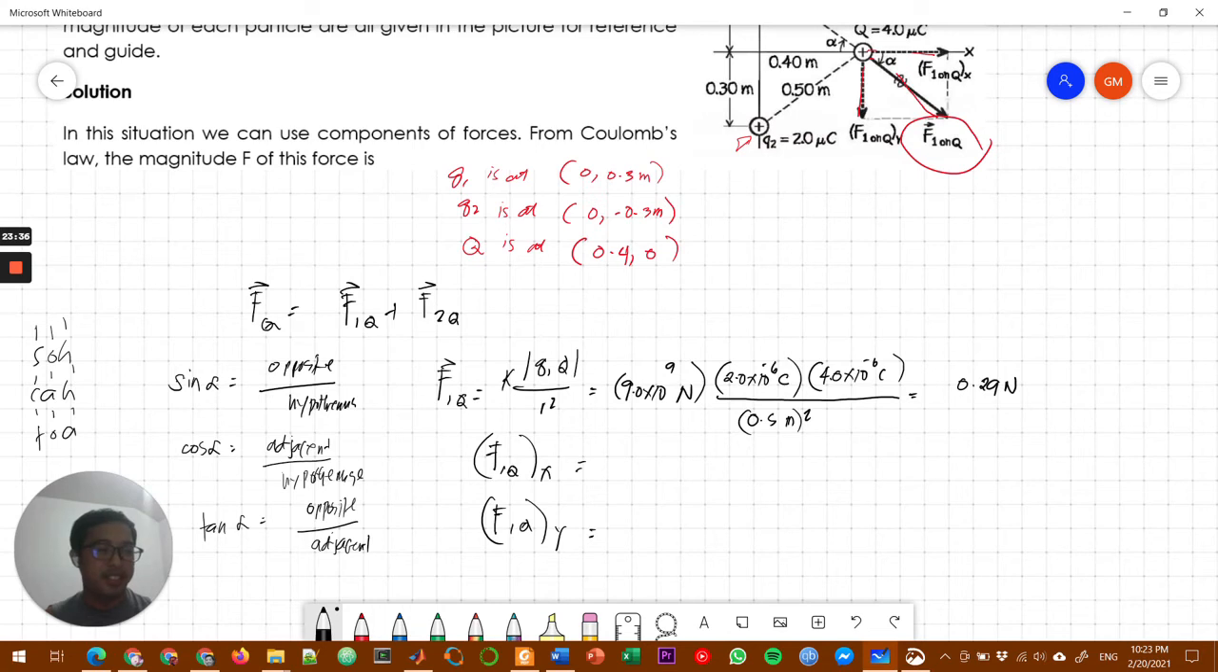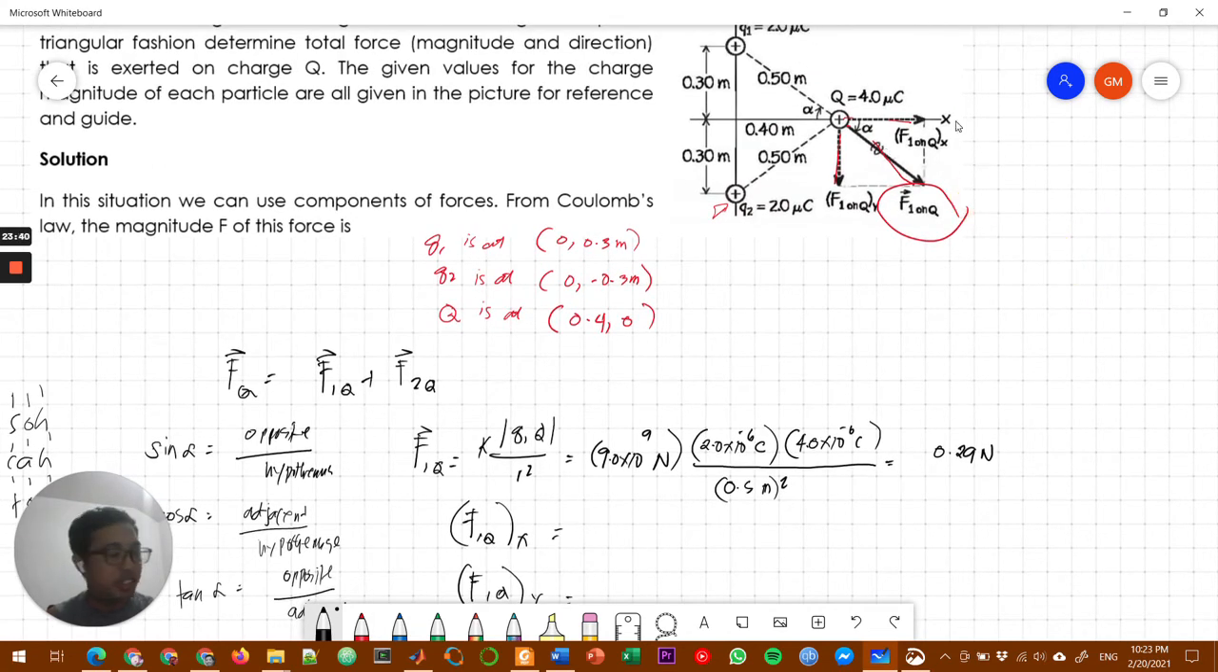Right? So if you look at it, this is the triangle. This is the angle alpha, with the opposite, adjacent, and hypotenuse. Therefore, for this side, this force along the x component.